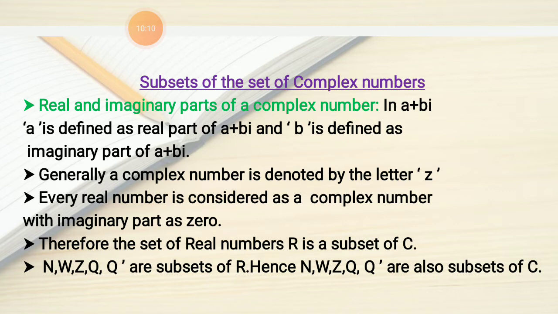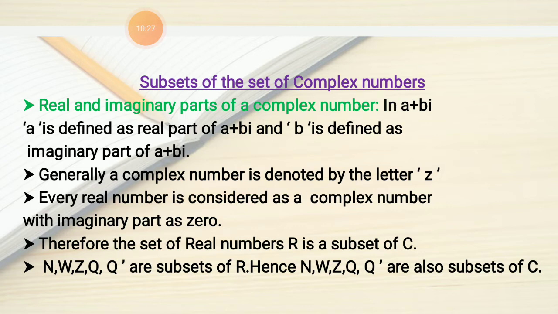Every real number is considered as a complex number with imaginary part 0. Suppose you take 3 by 2, it is a real number. You can write it as 3 by 2 plus i into 0, which is a complex number. So every real number is a complex number. Therefore, the set of real numbers R is a subset of the set of complex numbers C.